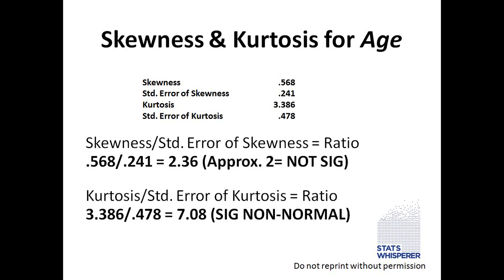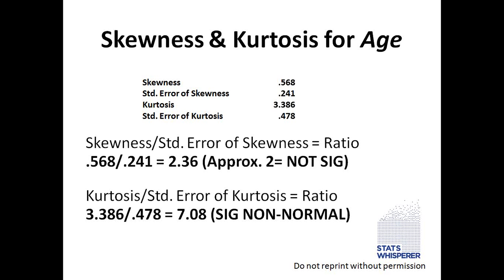Right? So we take them and we divide the skewness by the standard error of the skewness, which means we divide 0.568 by 0.241, which equals 2.36. So it's right around 2. Remember I said sometimes people even use 3? So if it's right around 2, that's approximately normal, and that's for the skew. So what it's saying is that the peak is approximately normally in the middle, right?